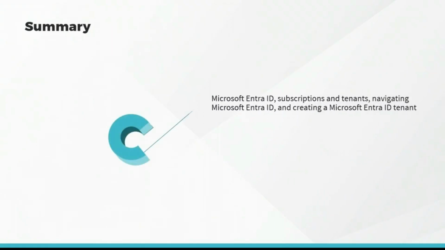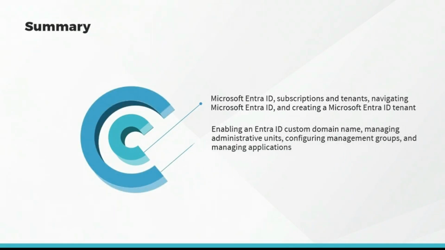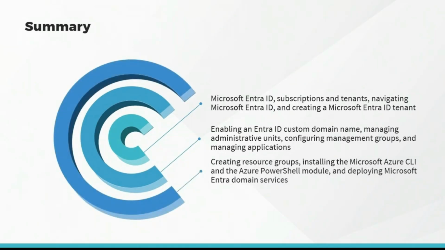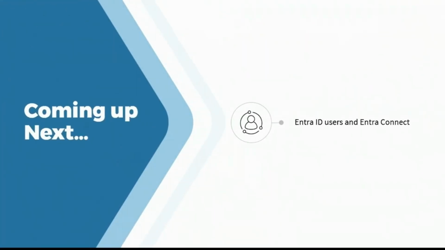So in this course, we've examined Azure Entra ID, and we've installed the CLI and PowerShell module. We did this by exploring Microsoft Entra ID, subscriptions, and tenants. We navigated through Microsoft Entra ID, and we created a Microsoft Entra ID tenant. We then enabled an Entra ID custom DNS domain name. We managed administrative units. We also configured management groups and managed applications. Next, we created resource groups, installed the Microsoft Azure CLI, as well as the Azure PowerShell module, and we deployed Microsoft Entra Domain Services. In our next course, we'll move on to explore how to manage Entra ID users, as well as how to manage Entra Connect Sync.